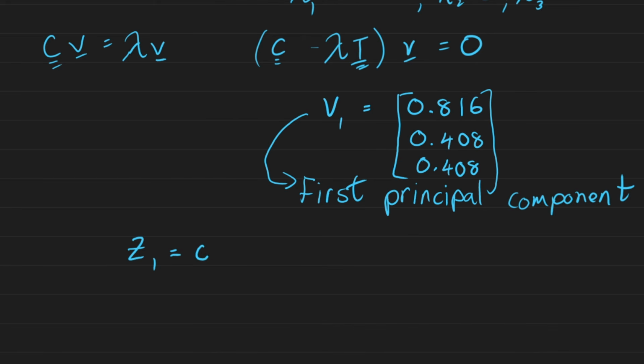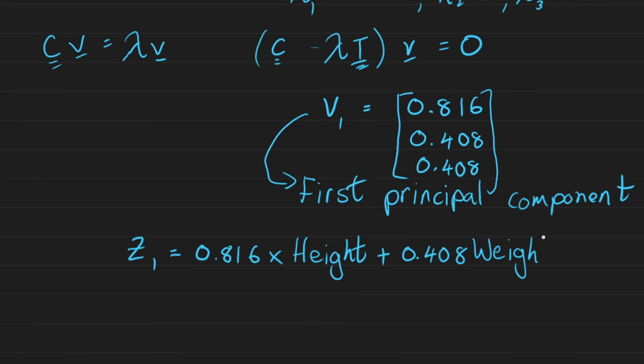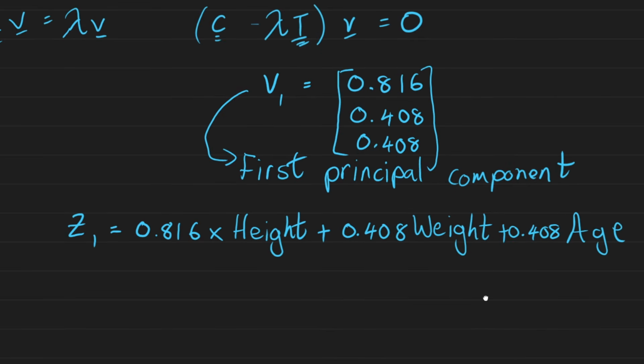So we have 0.816 multiplied by height, plus 0.408 times the weight, plus this 0.408 times the age. So this Z1 is our new variable.